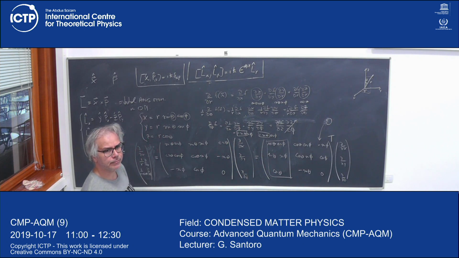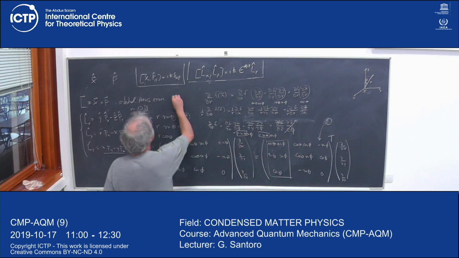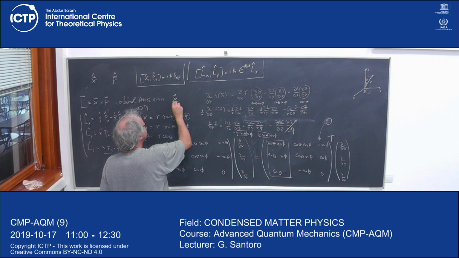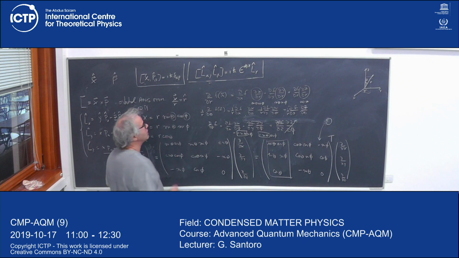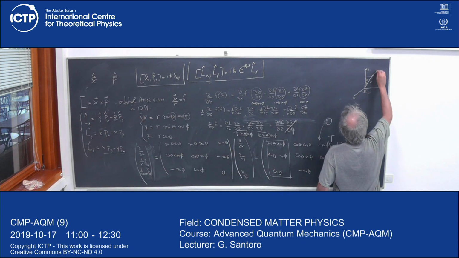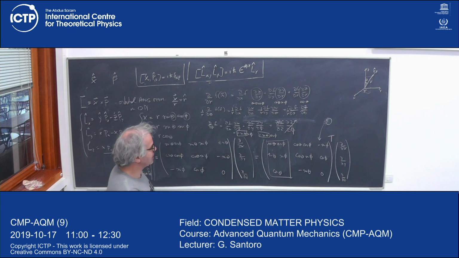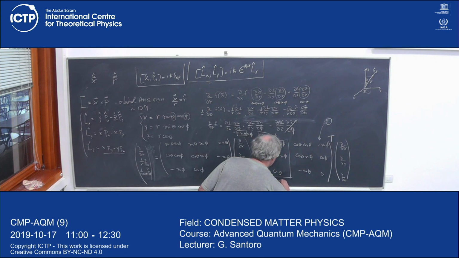What is this? Do you see anything like this on the blackboard? This object here is in fact the vector x divided by the distance from the origin, which one usually calls the versor, the unit vector, in the radial direction. Is it clear? Okay, so that's the unit vector in the radial direction.